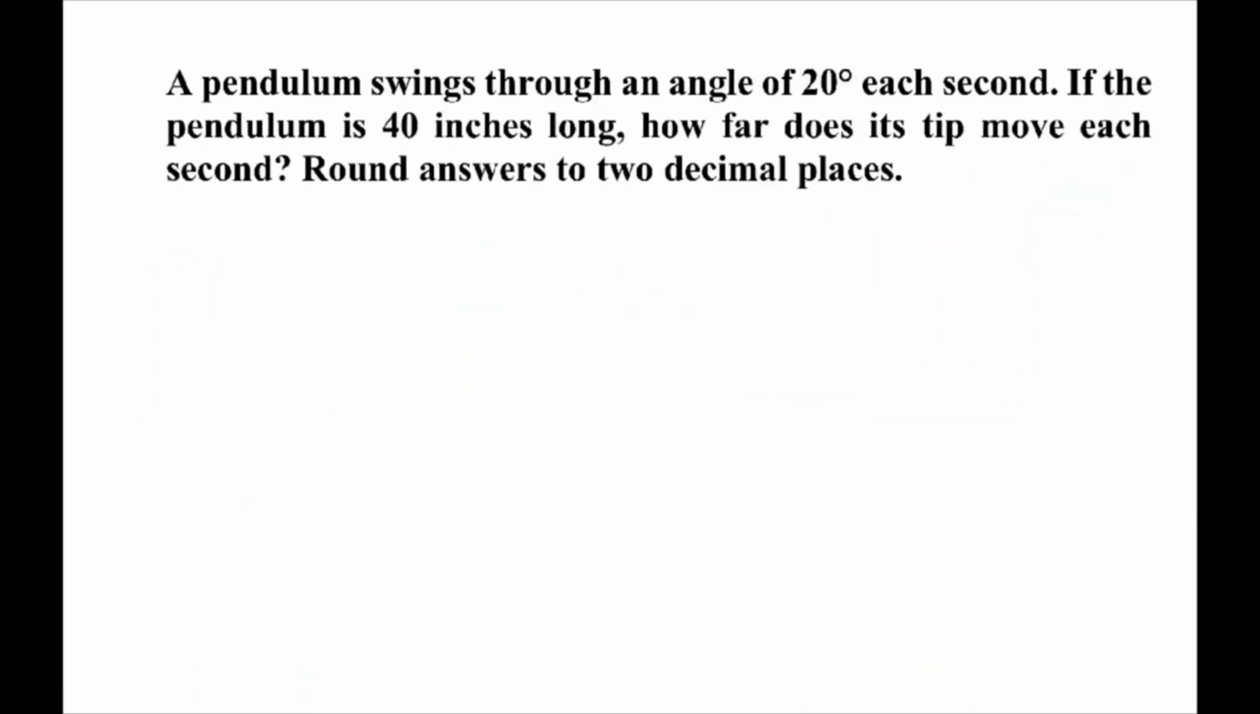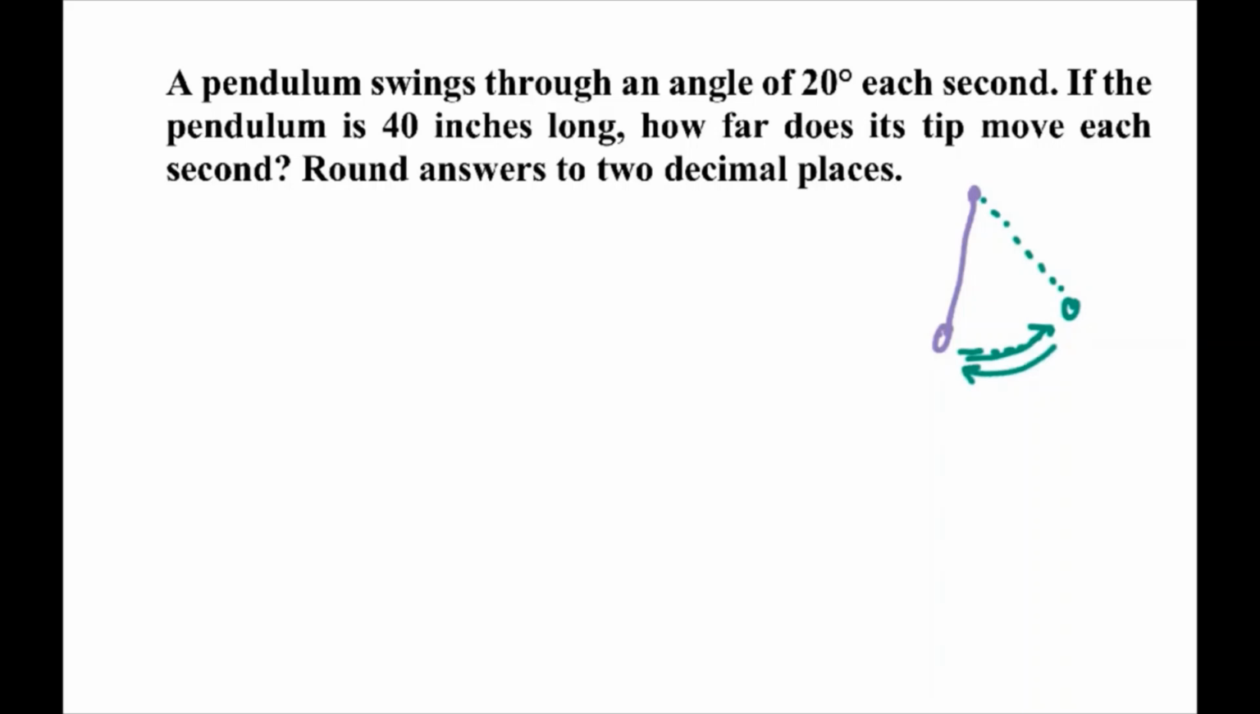Now, let's look at this question here. A pendulum swings through an angle of 20 degrees each second. If the pendulum is 40 inches long, how far does its tip move each second? Round your answer to the nearest two decimal places. Well, let's draw a pendulum. That's a pendulum, and it moves. So it goes this way and goes back. So it might end up here. So it goes this way and this way and so on.